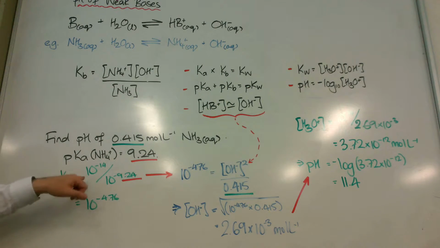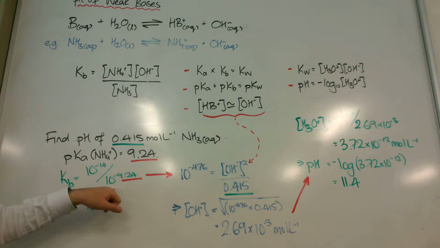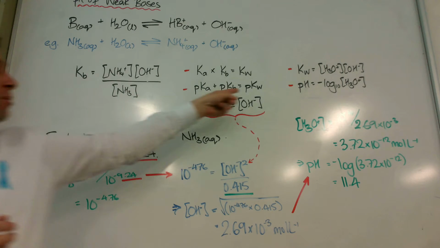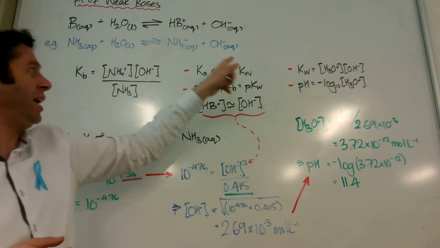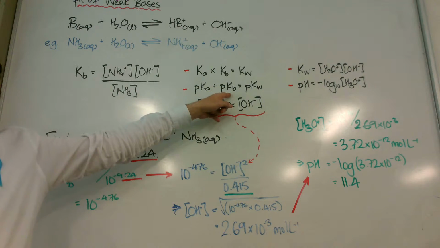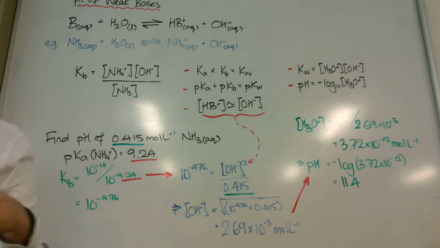The one I've got on the board is the first one, Kw, which is 10 to the minus 14, divided by 10 to the minus 9.24. So I've turned this number into a Ka value. Or, if I'm better working with p values, I can go pKw is 14, so it's just 14 minus the pKa will give me the pKb. So 14 minus 9.24 is 4.76.